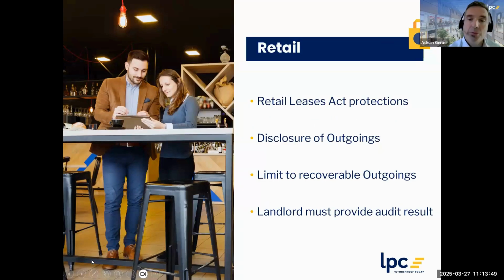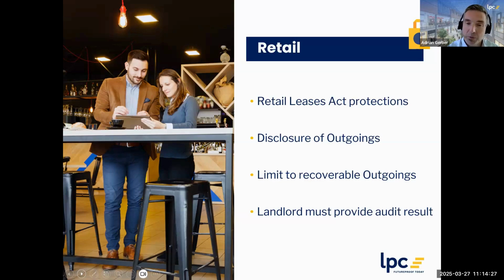Thanks, Julian. Generally with retail, those tenants who fall under the Retail Leases Act in the particular state are covered and protected to a certain degree by the Act, as the Act provides definitions of what can be charged as an outgoing. Looking at some of the key concepts within retail, first, disclosure of outgoings. Before signing a lease, the landlord must provide the tenant with a disclosure statement detailing, amongst other things, all outgoings the tenant is required to pay. If an outgoing is not disclosed, the landlord cannot recover it from the tenant unless the tenant agrees in writing.